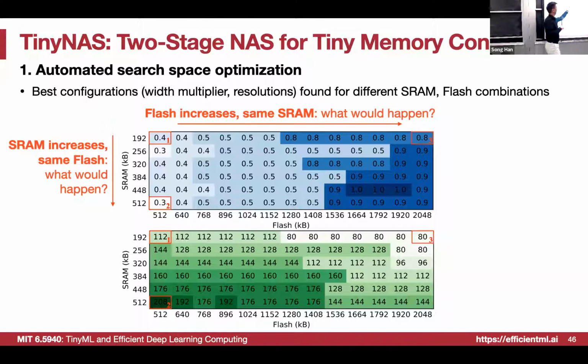What about from design 1 to design 3? So here we are increasing the flash, right? The flash increases from half a megabyte to 2 megabytes. But we are still keeping the SRAM the same, like 192 kilobytes of SRAM. What is happening here for the width multiplier and also for the resolution?